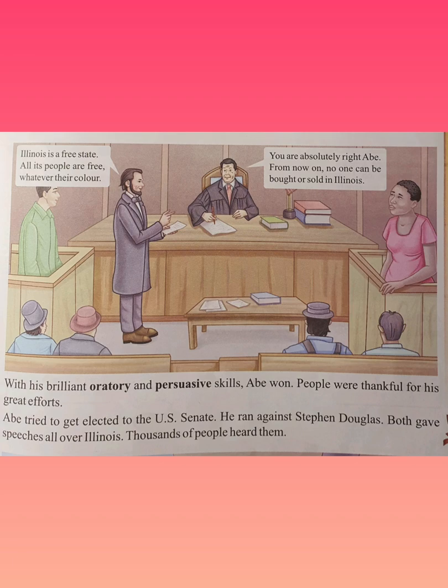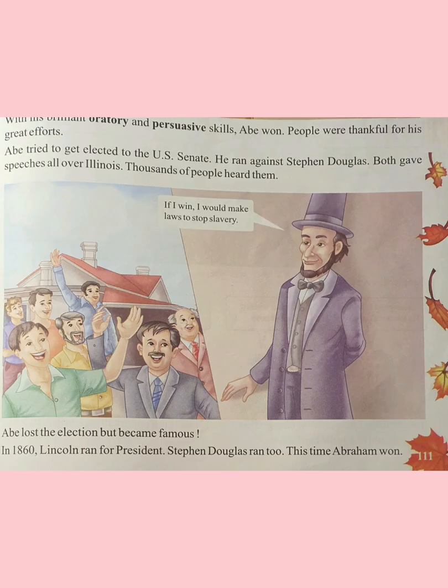Abe tried to get elected to the US Senate. Underline US Senate. Senate means the upper chamber of the United States. So he tried to stand in the elections. He ran against Stephen Douglas. Both gave speeches all over Illinois. Thousands of people heard them. If I win, I would make laws to stop slavery.